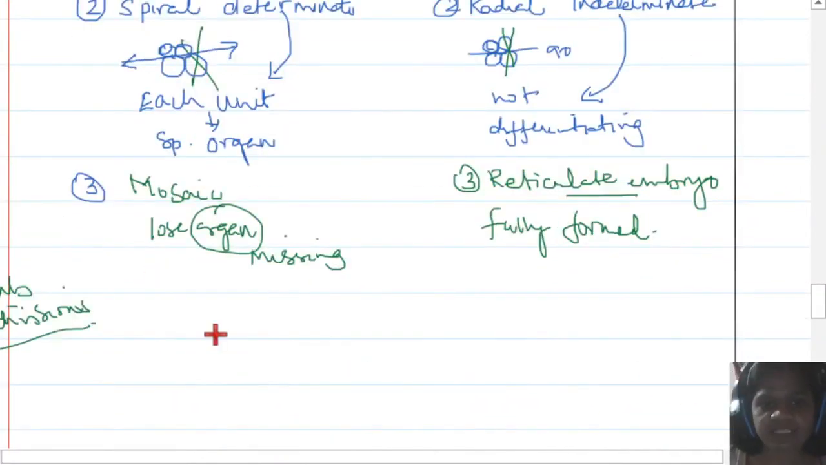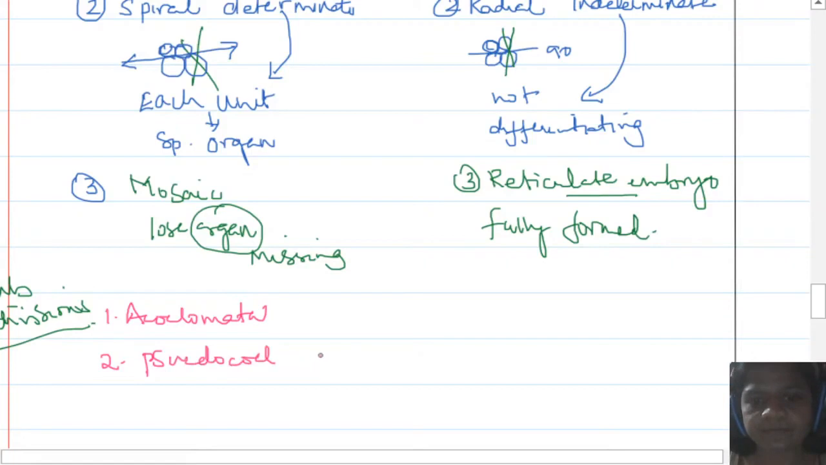Now the division also has subdivisions in it. So the Protostomia has 3 subdivisions. They are acoelomata, pseudocoelomata, schizocoelomata.